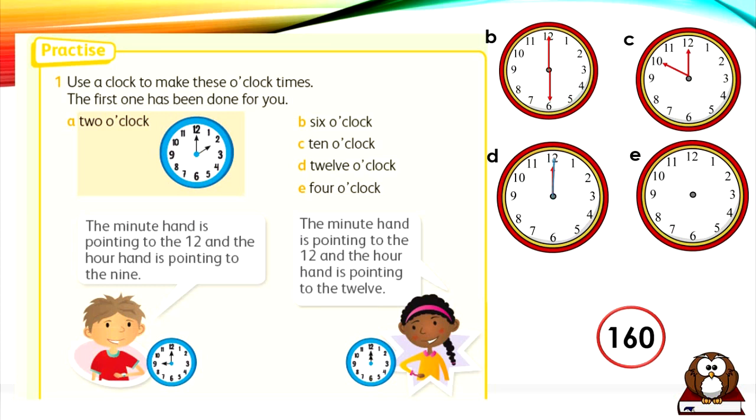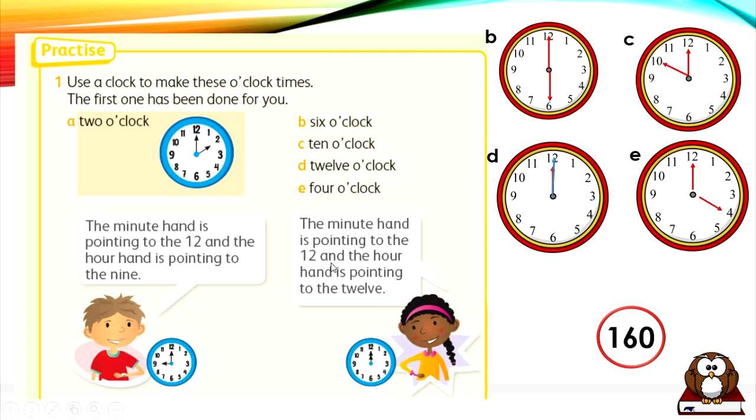Well done. E. 4 o'clock. If it's 4 o'clock, the small one should be on 4 and the big one should be on 12. Well done. Look at here. The minute hand or the big hand is pointing to the 12 and the hour hand or the small hand is pointing to the 9. Okay, in this case, what time is it? It's 9 o'clock.